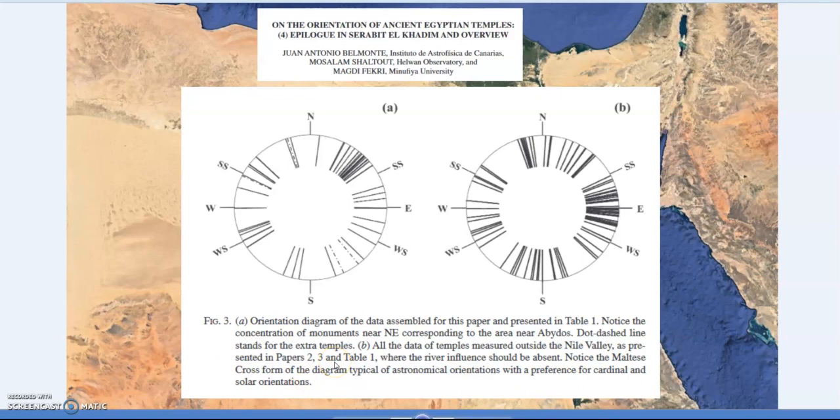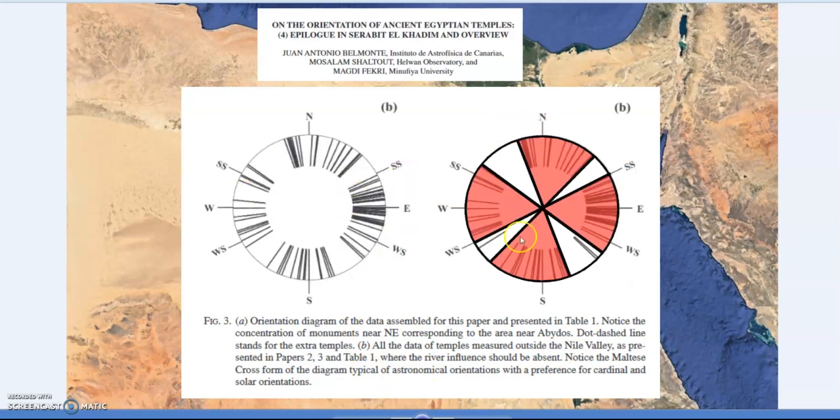So what Juan Belmonte and his team, Mosalam Shaltout and Magdi Fekri, did is they went and studied hundreds and hundreds of sites all across Egypt, from lower to upper Egypt, in the desert and oases region, also down into Nubia, and so they've just plotted these out. So there we see the original, and there we can see how there is, well, it's evident, and especially, so whatever's east would also reflect on west.